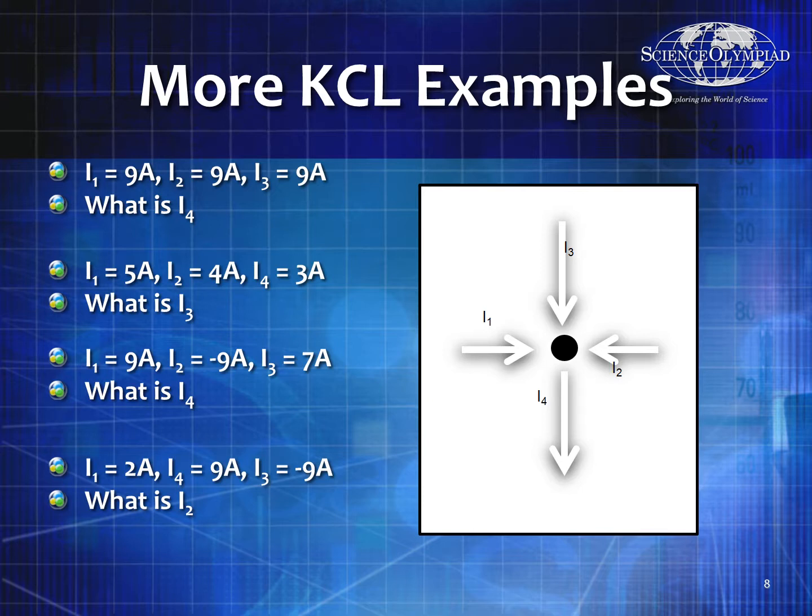Now, in this particular case, I1, I2, and I3 are all going in. So 2 amps minus 9 amps plus I2 is equal to 9 amps. So 2 minus 9 is minus 7 amps. So we add 7 amps to both sides, and I2 is 16 amps. And let's see if that makes sense. 16 plus 2 minus 9. So 16 plus 2 is 18, minus 9 is 9 amps. So that makes perfect sense.